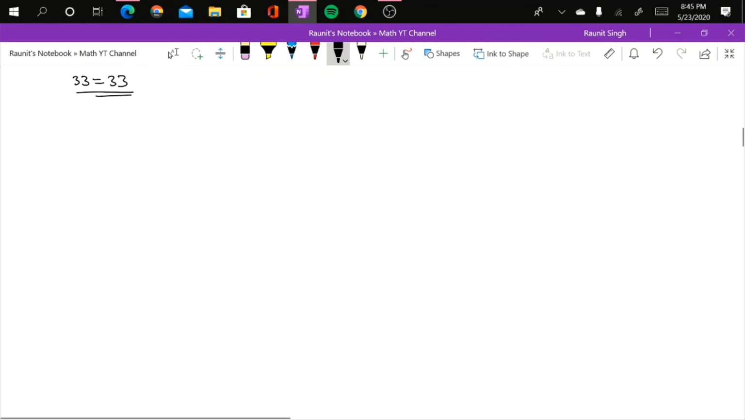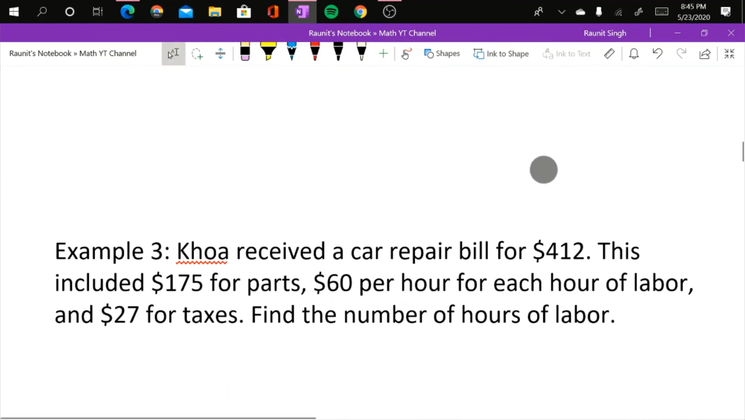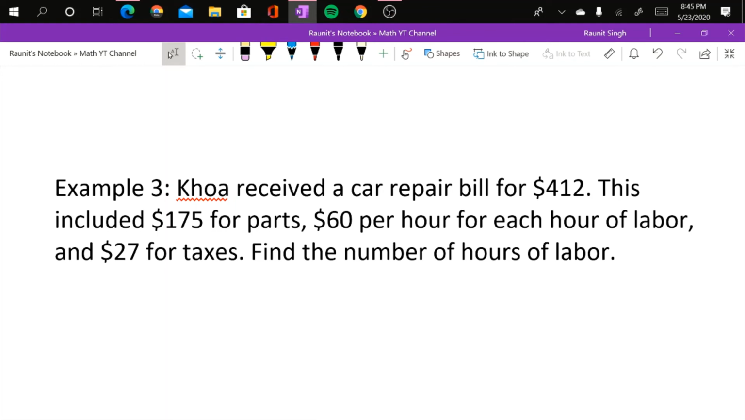Okay, so moving on to our third example. So Kwa received a car repair bill for $412. This included $175 for parts, $60 per hour for each hour of labor, and $27 for taxes. Find the number of hours for labor.